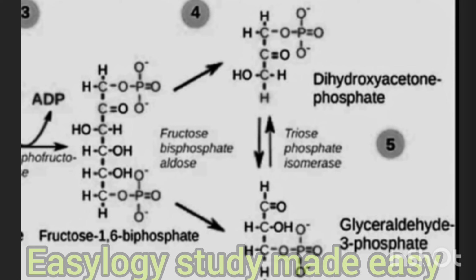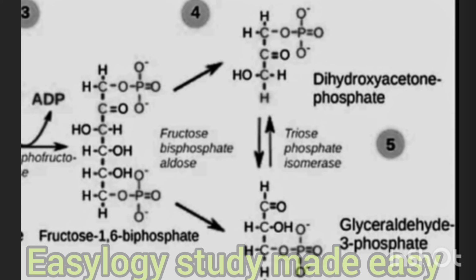Step 5. Isomerization. Only one of the 2 triose phosphates formed by aldolase, glyceraldehyde 3-phosphate, can be directly degraded in the subsequent reaction step of glycolysis. However, the other product, dihydroxyacetone phosphate, is rapidly and reversibly converted into glyceraldehyde 3-phosphate by the enzyme triose phosphate isomerase.